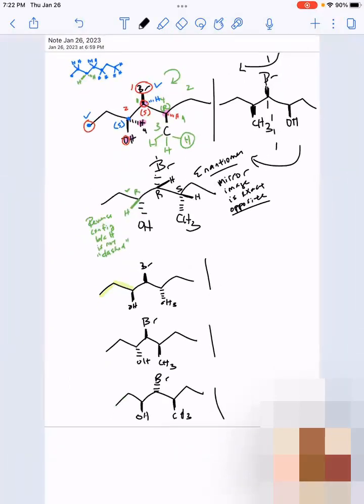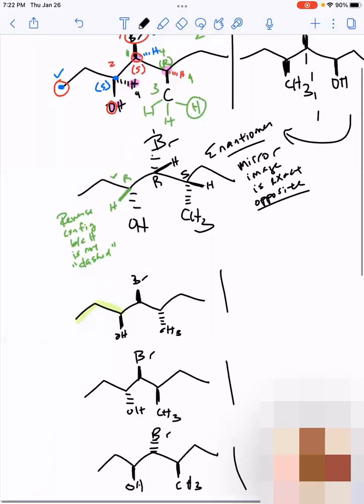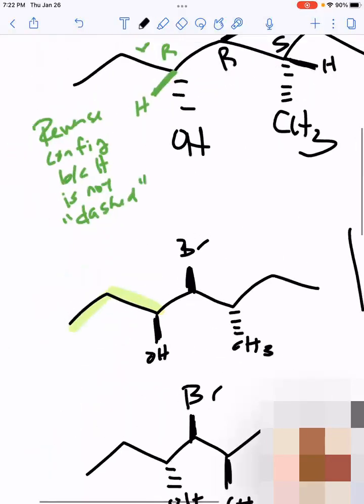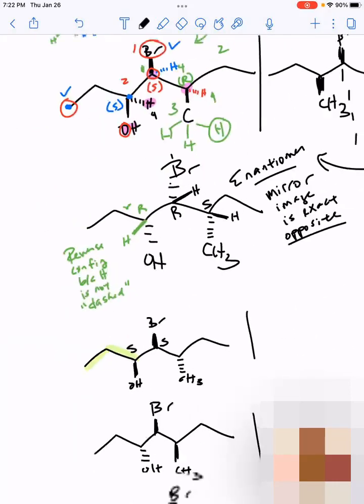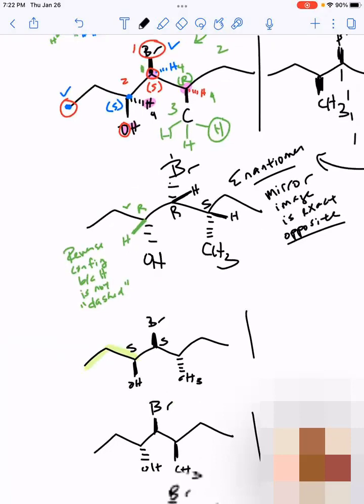All right, now we can extrapolate this. We can take what we know about the image and the mirror image and use it to determine what the configurations of my diastereomers are. What was this one up top? This was S. That was S, is that right? Yeah. Go ahead.